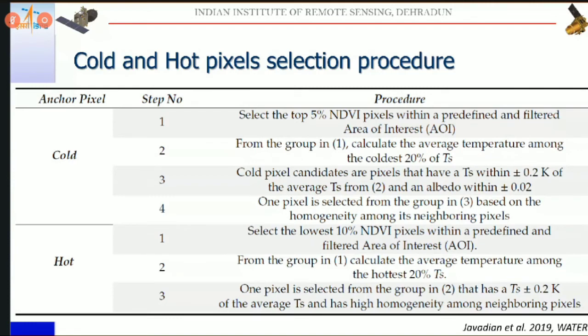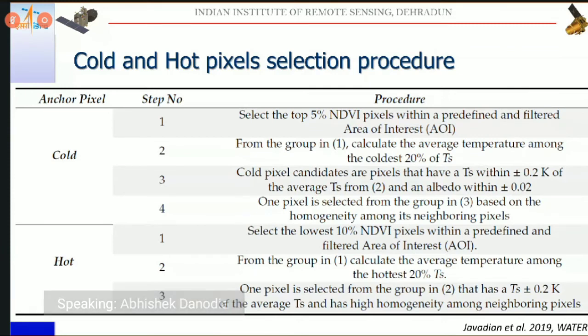So if I'm talking about the anchor pixel for cold, there are four specific steps in the process. In the very first, we have to filter our area of interest, like the total area. We can segregate a 10 by 10 kilometer square area, or 50 by 50 kilometer, or 30 by 30 kilometer square area as the area of interest, and the same area has to contain the same cold and hot pixel within the same confined boundary.